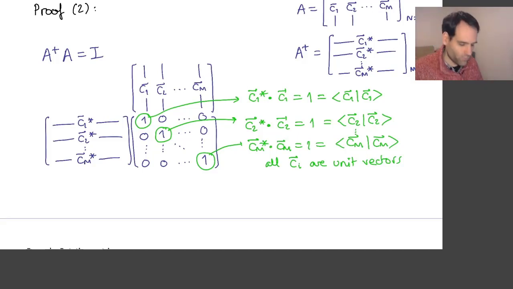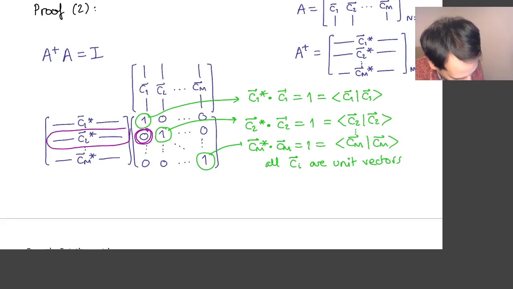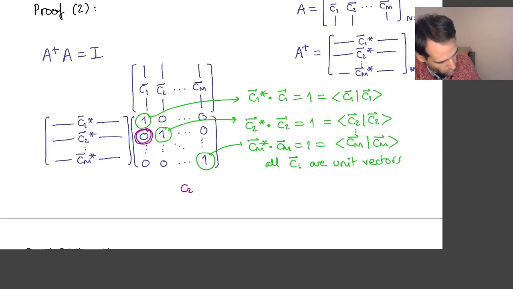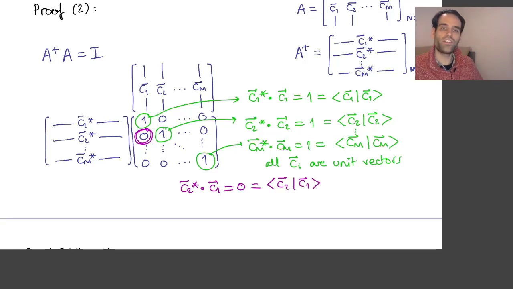But that's not all, because we also have all these zeros to check. For example, this 0 here is 0 because this is an identity matrix, and every element away from the main diagonal is equal to 0. But by the rules of matrix multiplication, this element is equal to, for example, C2 conjugate dot product C1. So C2 conjugate dot product C1 must be equal to 0. And C2 conjugate dot C1 is the inner product between C2 and C1, the Hermitian inner product.